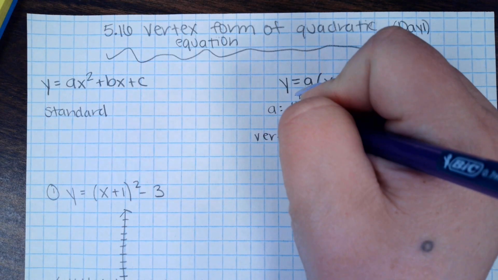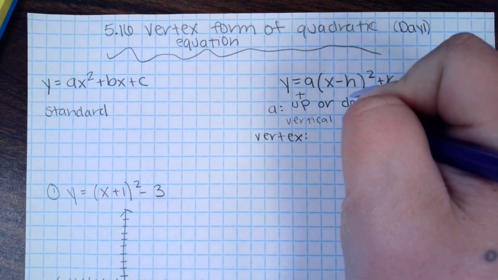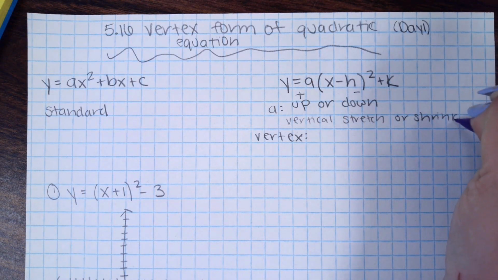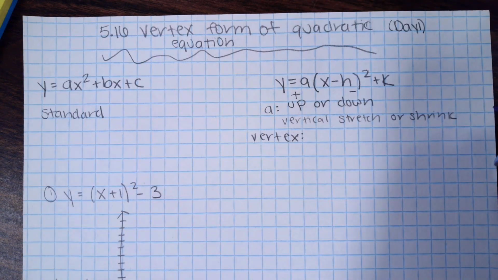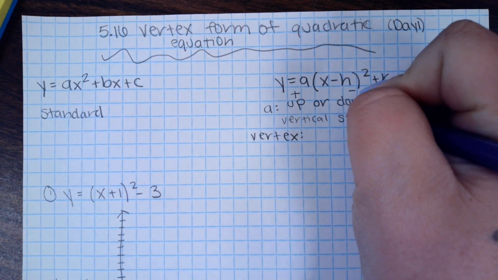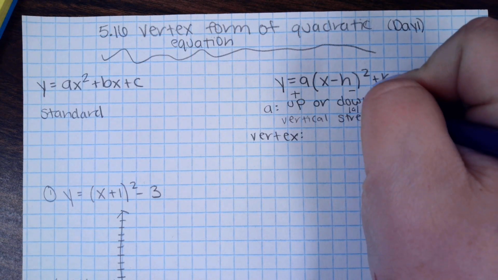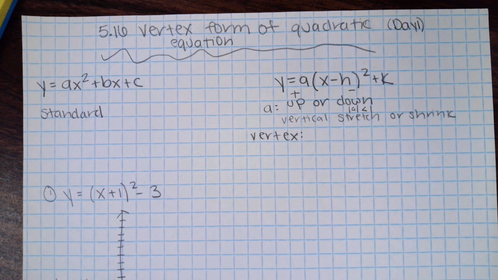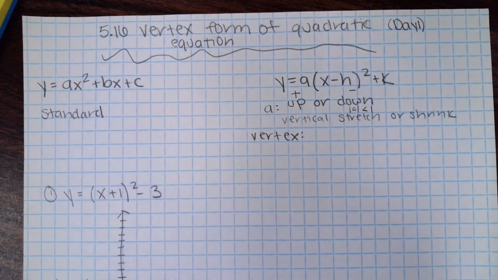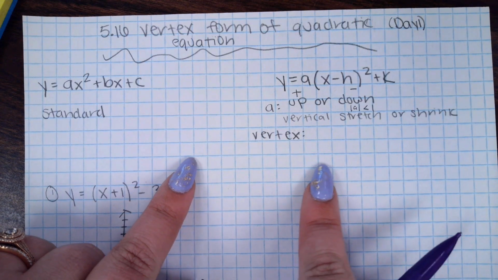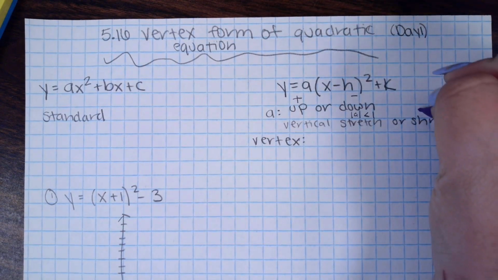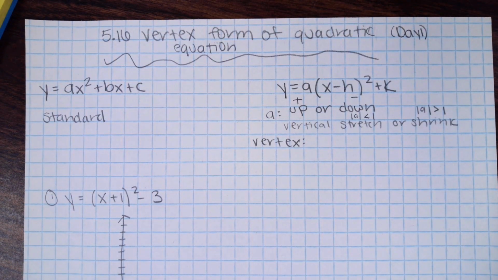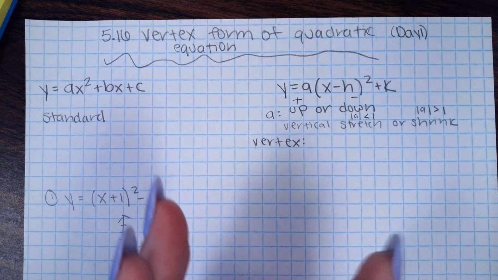And it also represents the vertical stretch or shrink. So, if the absolute value of A is less than 1, so let's say A is negative 1/2, 3/4, something like that, it's going to stretch your graph. So our parabola is going to be a little fatter. If the absolute value of A is greater than 1, so 1, negative 2.5, things like that, it's going to shrink your graph. So it's going to be kind of skinnier.